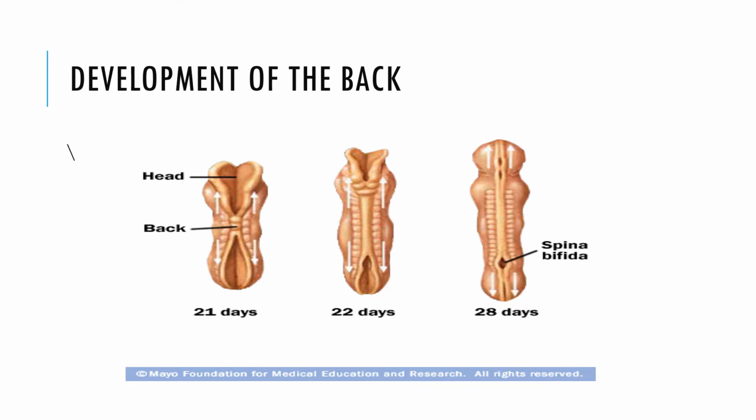As you can tell with the first picture, around 21 days, you can see that the spine starts coming together. At 22 days, it's continuously going, and around 28 days, that's when we start noticing if they have spina bifida. This is a neural tube defect that normally closes by day 28 after conception, and when it's not closed by day 28, they can usually see this in the ultrasound.